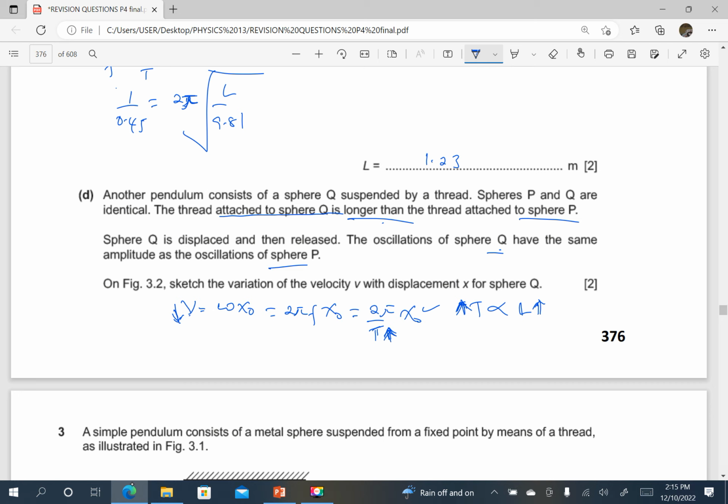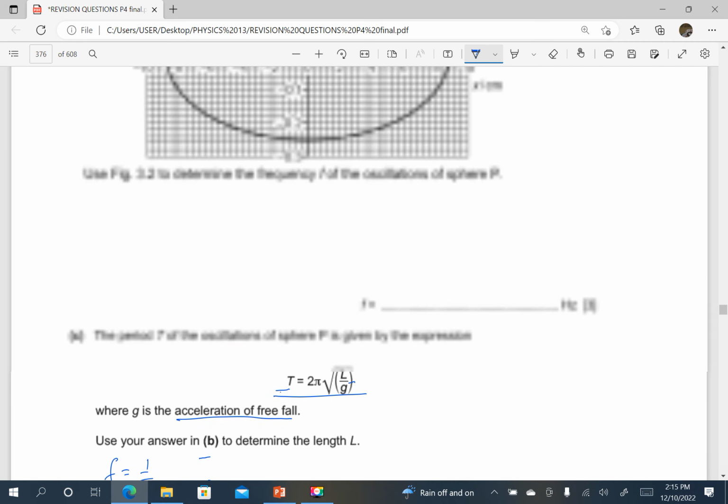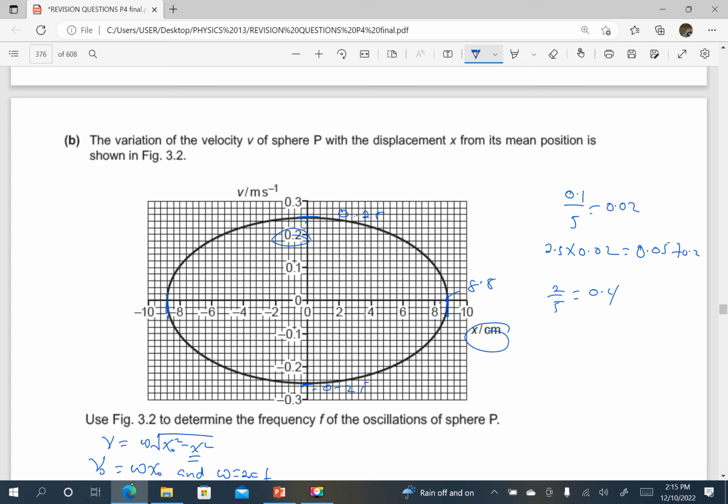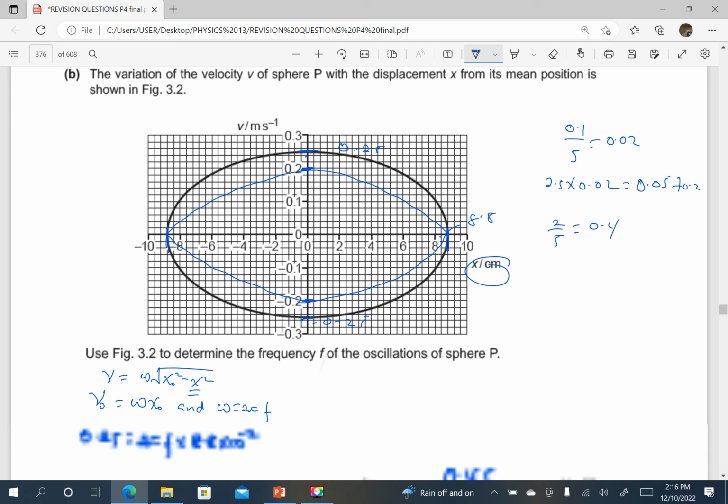So we are going to draw a new sketch of graph with the same amplitude x naught, but with a smaller maximum velocity. So I come back here and I look for a smaller maximum velocity. I can take it to be 0.2. It is the new maximum velocity, but the amplitude is the same. So I will draw a graph inwards. So that is the new graph which is required. The new graph shows a new value of maximum velocity being less than the first value, because velocity is inversely proportional to the period, yet the period is directly proportional to the length.